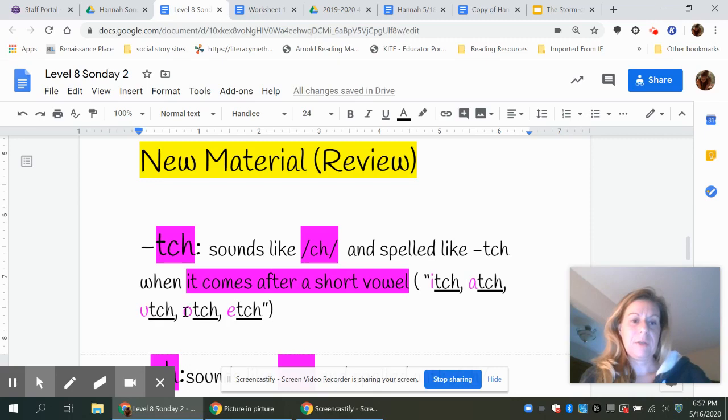If I put, let's see, a B in front of "atch," it should be "botch." That'd be a mistake. Or let's see, I'm kind of stuck on B's. B in front of "utch" should be "butch." Okay, so you use a TCH after short vowels.